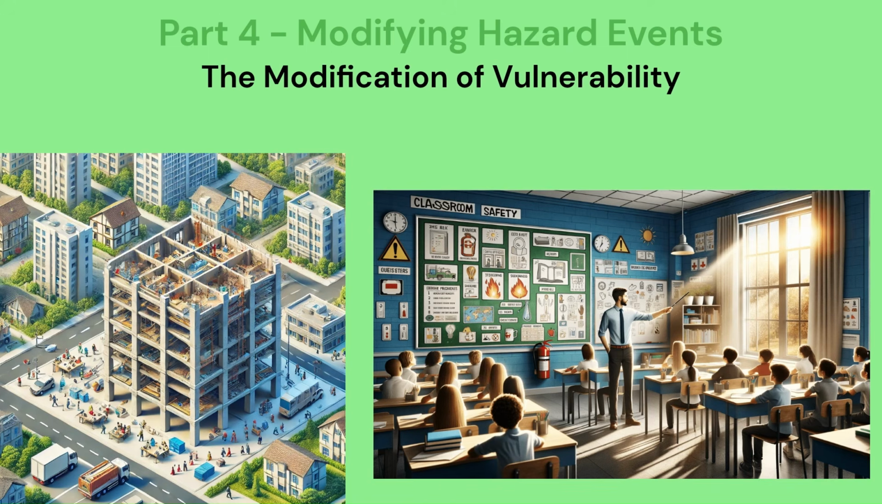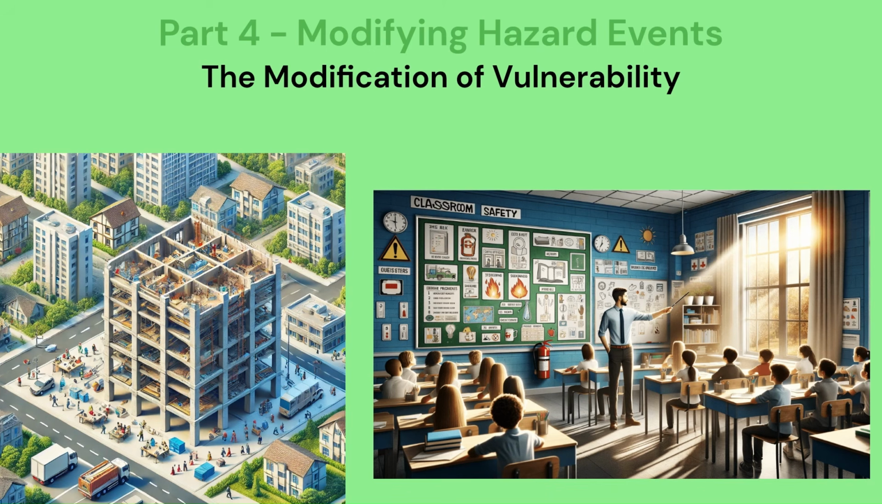When we talk about modifying vulnerability in relation to hazard events, we are focusing on reducing the impact that these events have on people, property, and the environment. The goal of modifying vulnerability is to make communities more resilient so they can withstand and recover from hazards more effectively. One way to do this is through mitigation, building stronger infrastructure, like earthquake-resistant buildings or flood barriers.